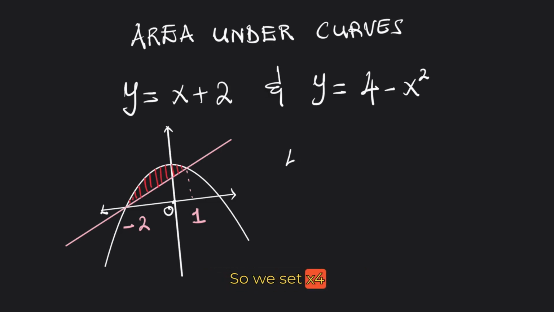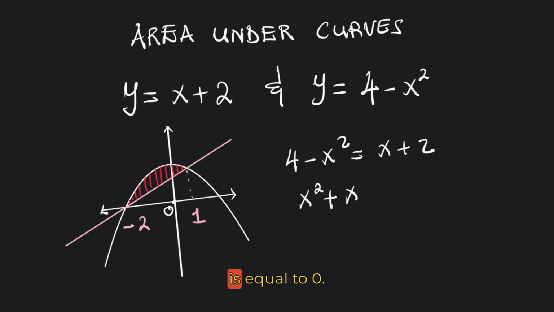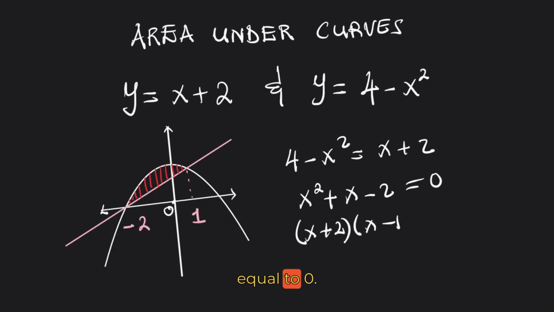So we set 4 minus x squared to be equal to x plus 2. Then we can move everything to one side. So we get x squared plus x minus 2 is equal to 0. Then we can quickly factor. We need (x plus 2)(x minus 1) is equal to 0. So this gives us x is equal to negative 2 and x is equal to 1. So these two are our limits.